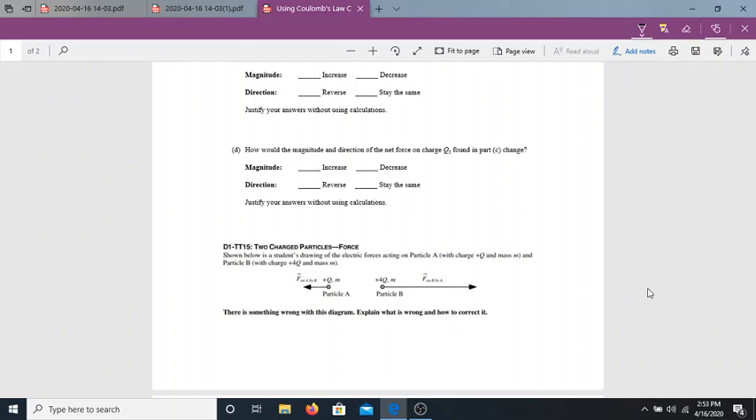There is something wrong with this diagram. I want you to explain what it is, and I want you to correct the diagram so that it looks correct. So, I want you to pause the video here, try to figure out what's wrong with it. And then once you think you got it, unpause the video, let's see what you answered.